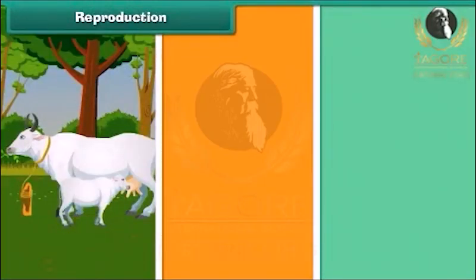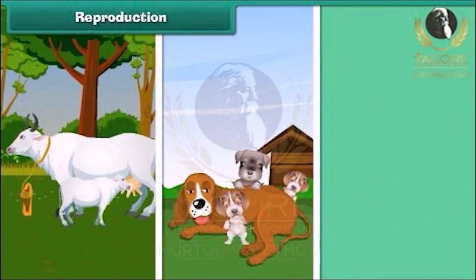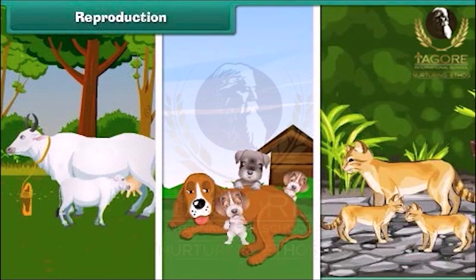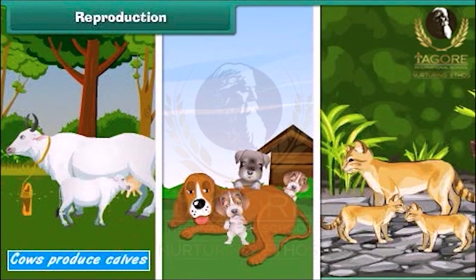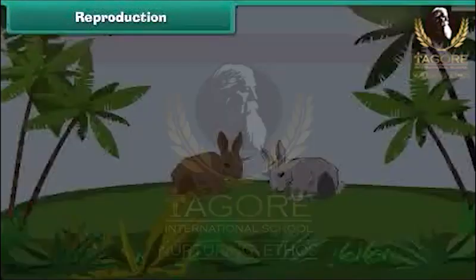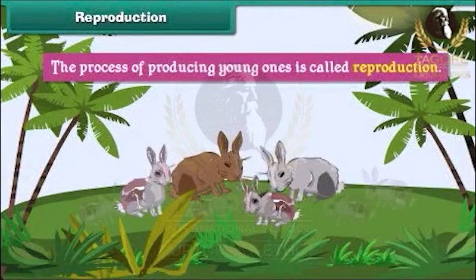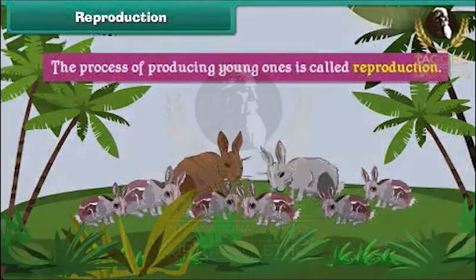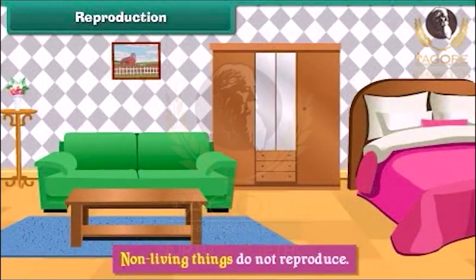Reproduction. All living things produce young ones like them. For example, cows produce calves, dogs produce puppies, cats produce kittens. The process of producing young ones is called reproduction. Non-living things do not reproduce.